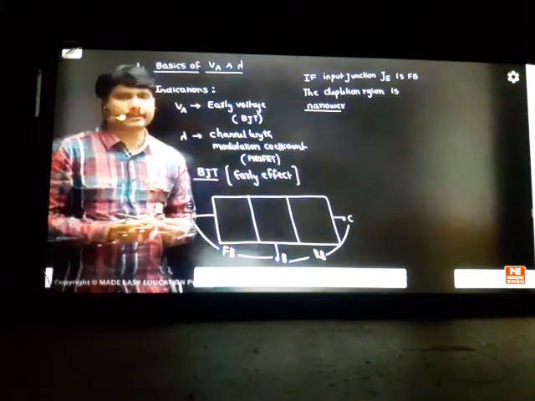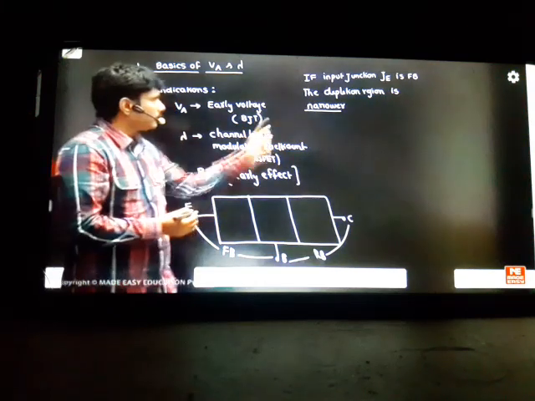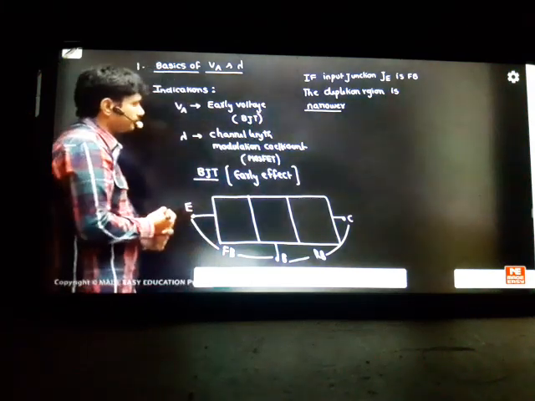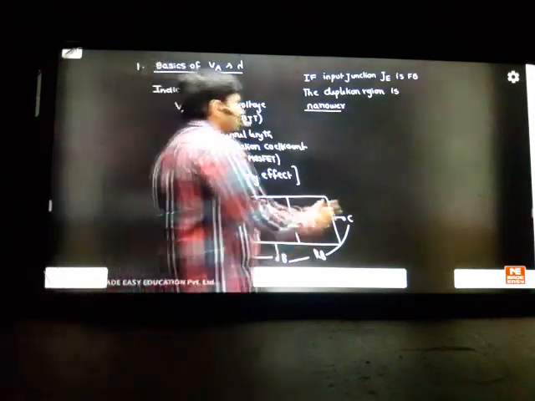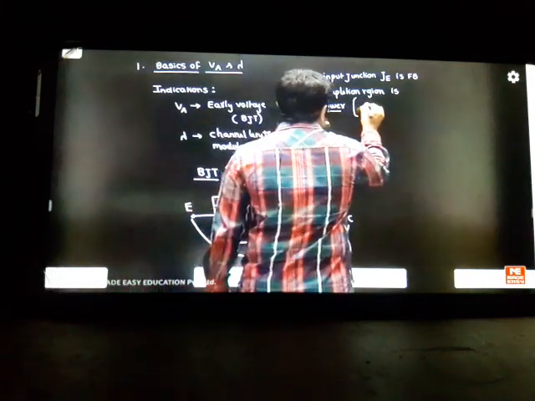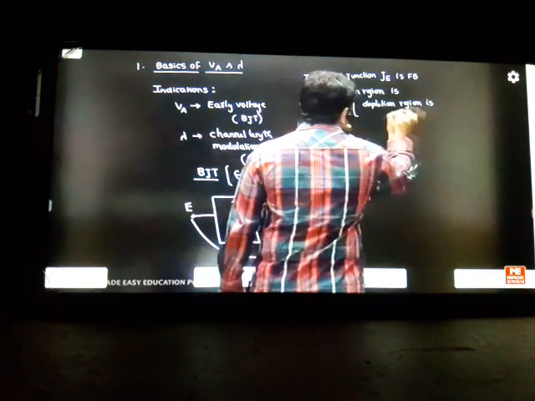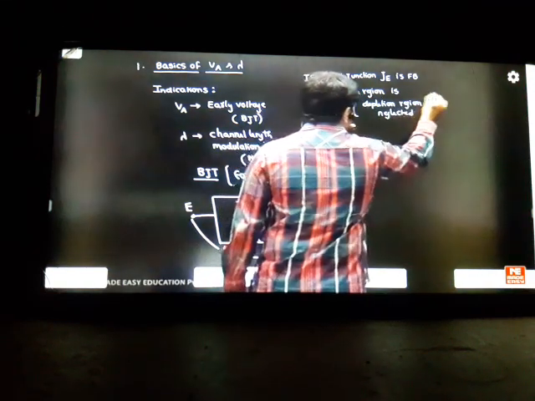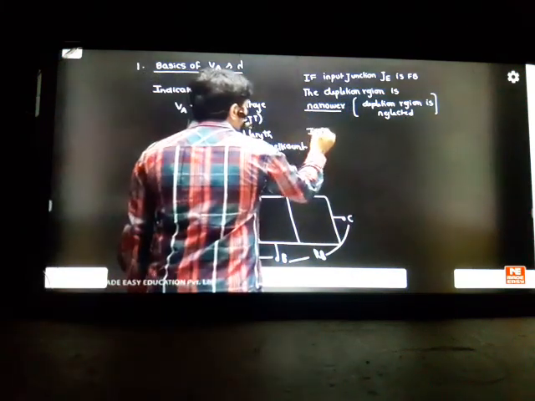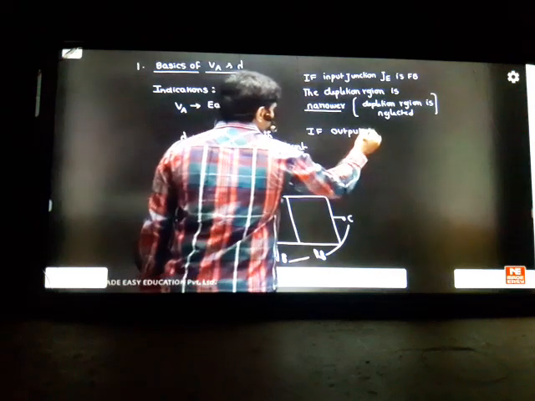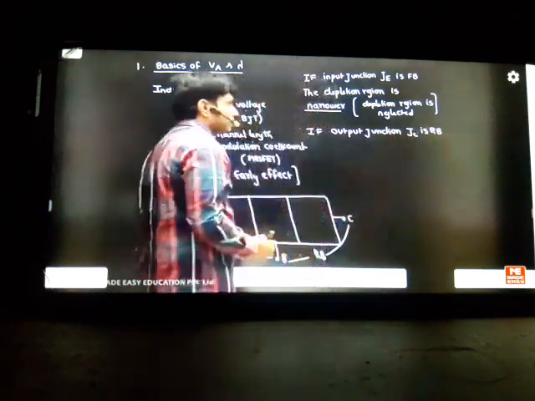This is one basic principle I'm teaching for electrical students, because I have not taught you the basics of PN junction theory. That's why I'm giving you basic highlights to understand this module. So the input junction is forward biased, the depletion region is narrower, and therefore there is practically no depletion region in this concept. A very narrow depletion region, so you can neglect it. You can take the depletion region as neglected because it is narrow. The second point is, if the output junction JC is reverse biased, you are making the output PN junction diode reverse biased.